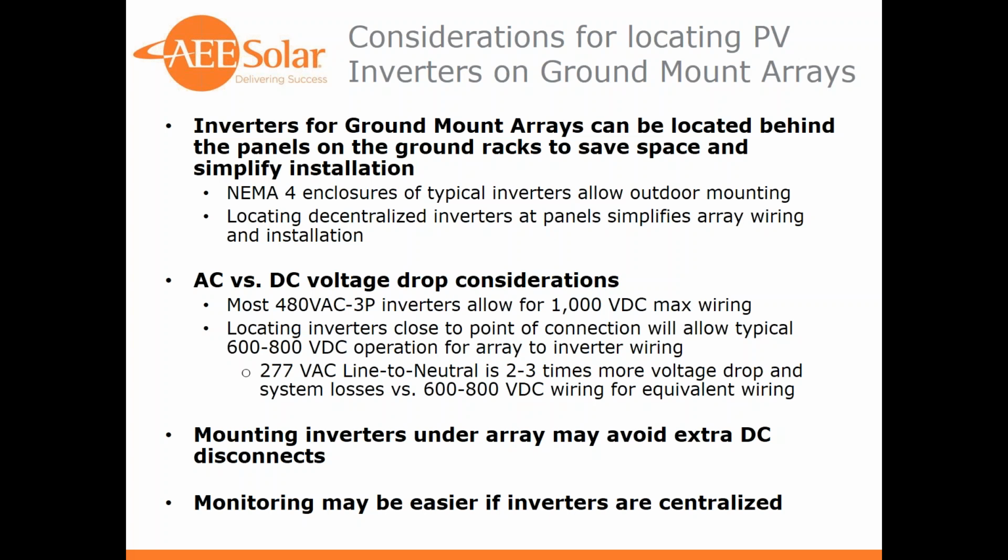These inverters, however, do typically allow for 1,000-volt DC wiring. Instead, if we locate the inverters close to the point of interconnection, that would typically allow smaller wire runs from the arrays back to the inverters, so you have more voltage drop with your 480-volt three-phase wiring than with your 1,000-volt DC wiring. Mounting the inverters on your array would potentially avoid extra DC disconnects. But monitoring would be easier if the inverters are centralized in one bank.